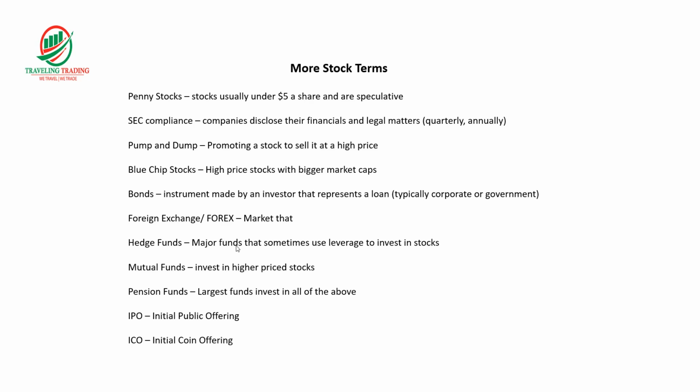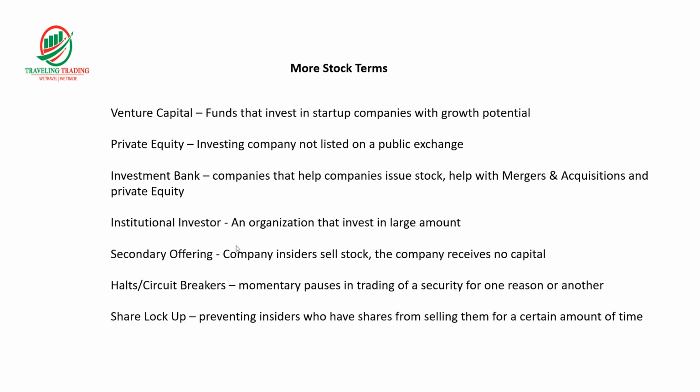Again, IPOs, an initial public offering for a company. ICOs are initial coin offerings. This is dealing with cryptocurrencies, kind of similar to what they would do with stocks, but just with a cryptocurrency. Pretty easy. All right, venture capital. You don't need to worry about this. In fact, most of the stuff on this page you don't need to worry about. But venture capital is where funds are used to invest in startup companies, that growth potential that companies see. Private equity is investing in companies that are not listed on the public exchange. That's where private equity comes from.